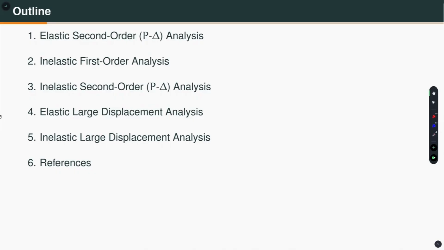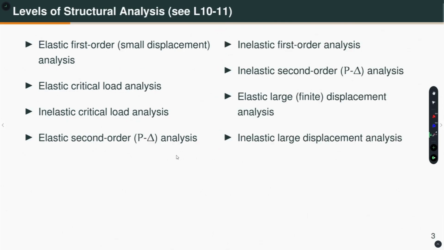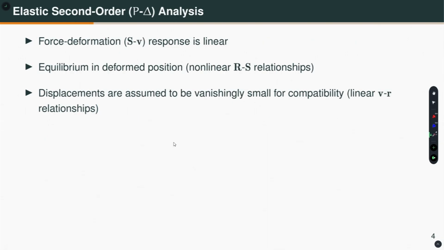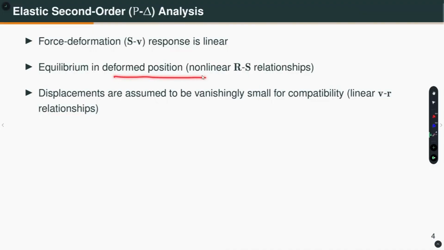So, in this lecture we will be talking about the remaining types of structural analysis. Okay. So, elastic first order is done, elastic critical load is done, inelastic critical load analysis is done. So, we will talk about elastic second order, or also called simplified P delta analysis. In this analysis, the force deformation response of the structural component is considered to be linear, okay, and equilibrium is considered in the deformed position.